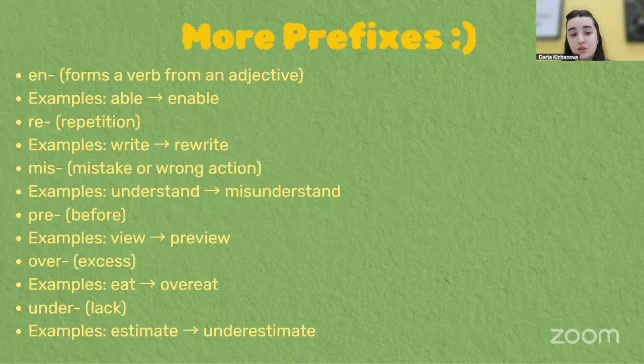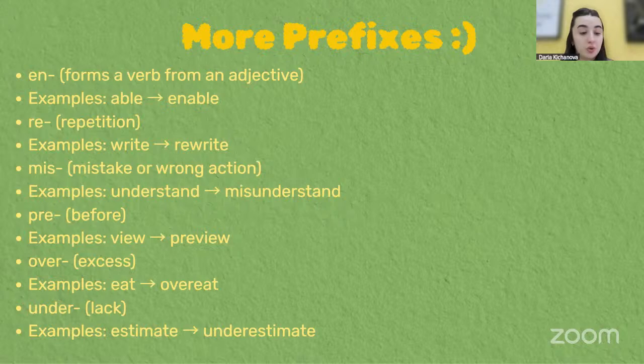Pre, I think you know what it is. So it means that something should be done before. View, preview. Over, as we already discussed, overcooked, it means that there was an excess of something. Eat, overeat, cook, overcook, sleep, oversleep. So we did it too much and it wasn't needed.